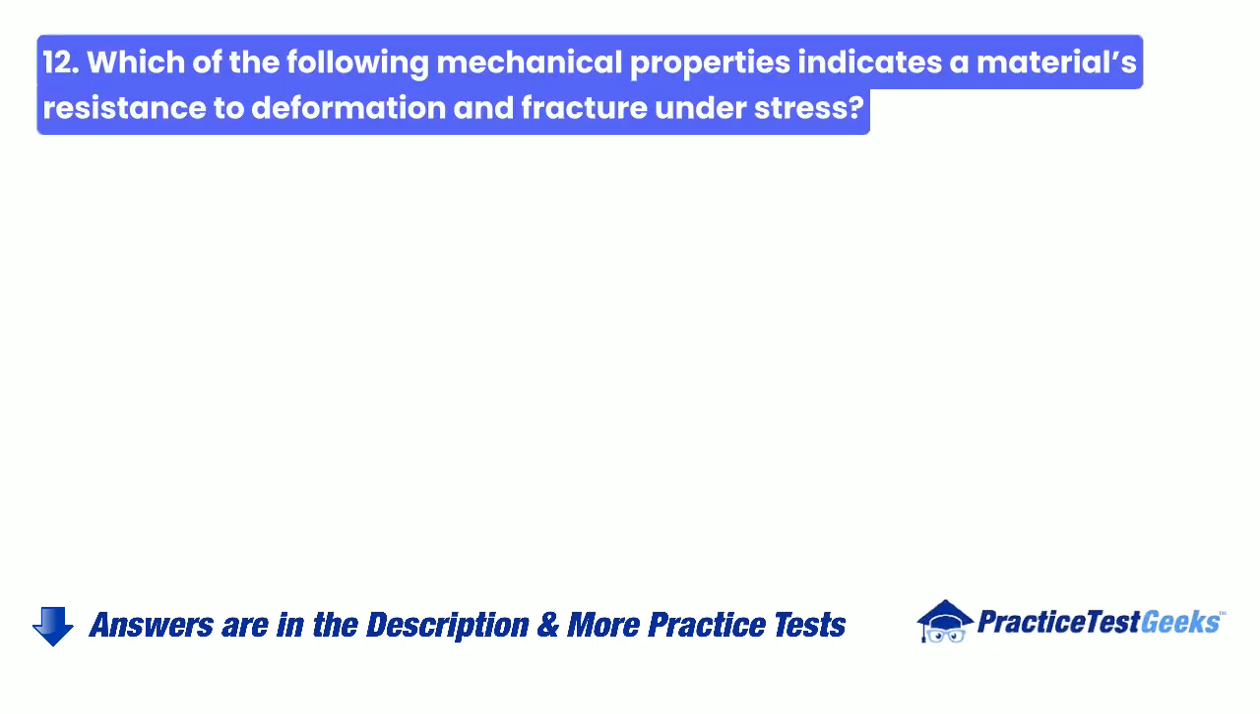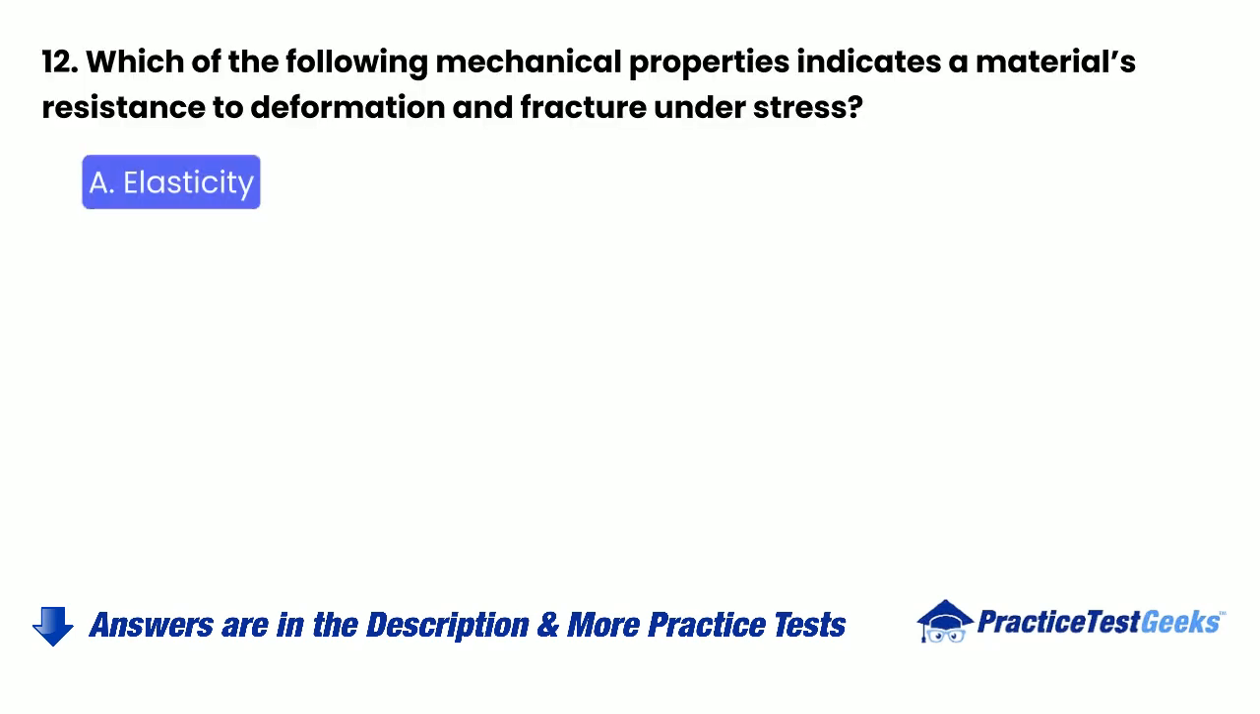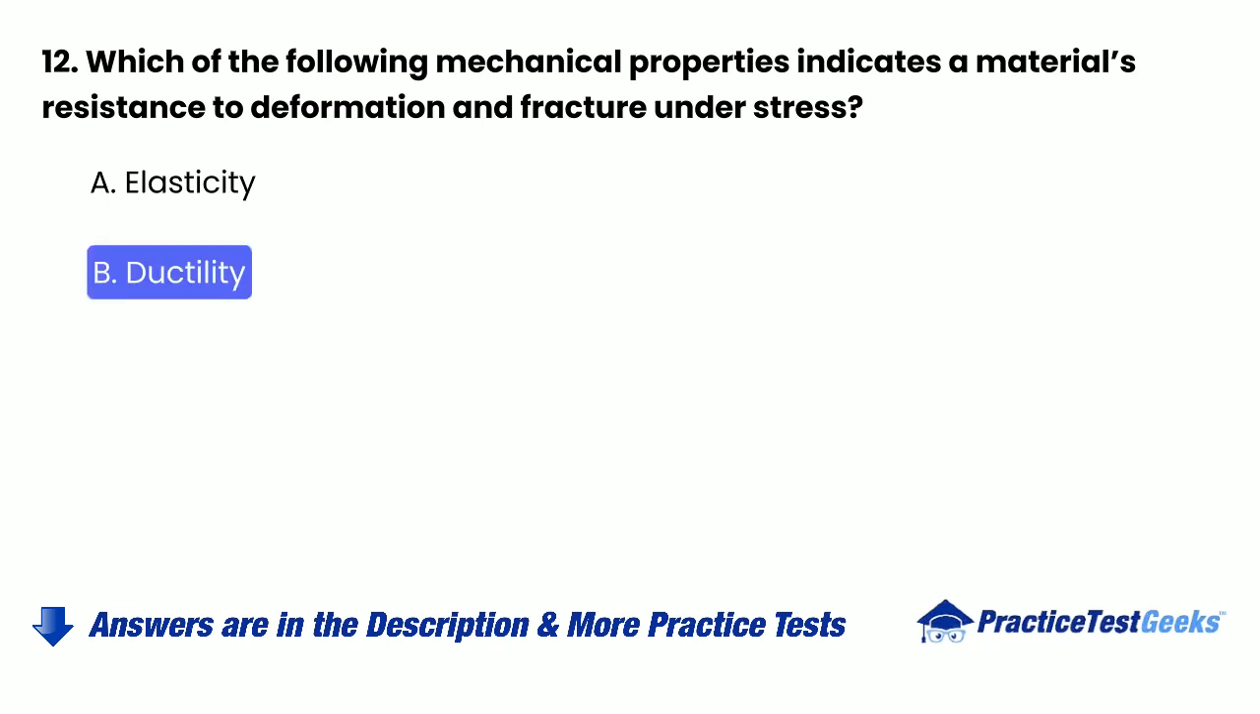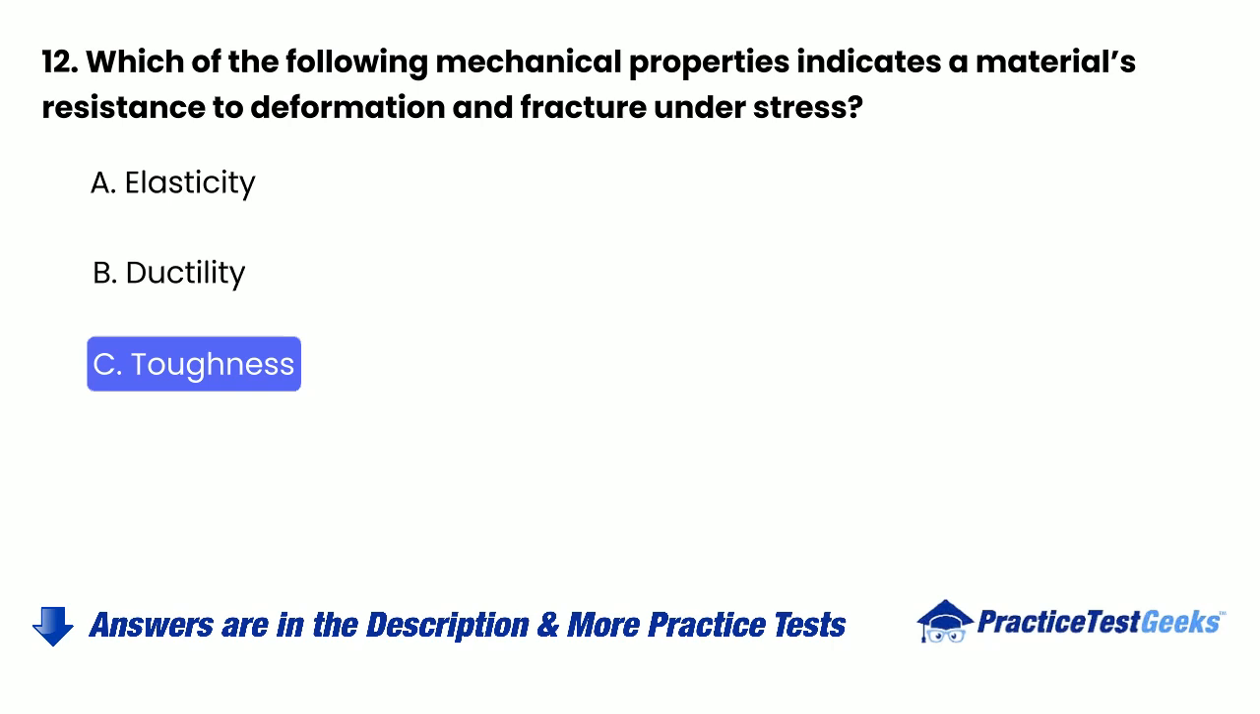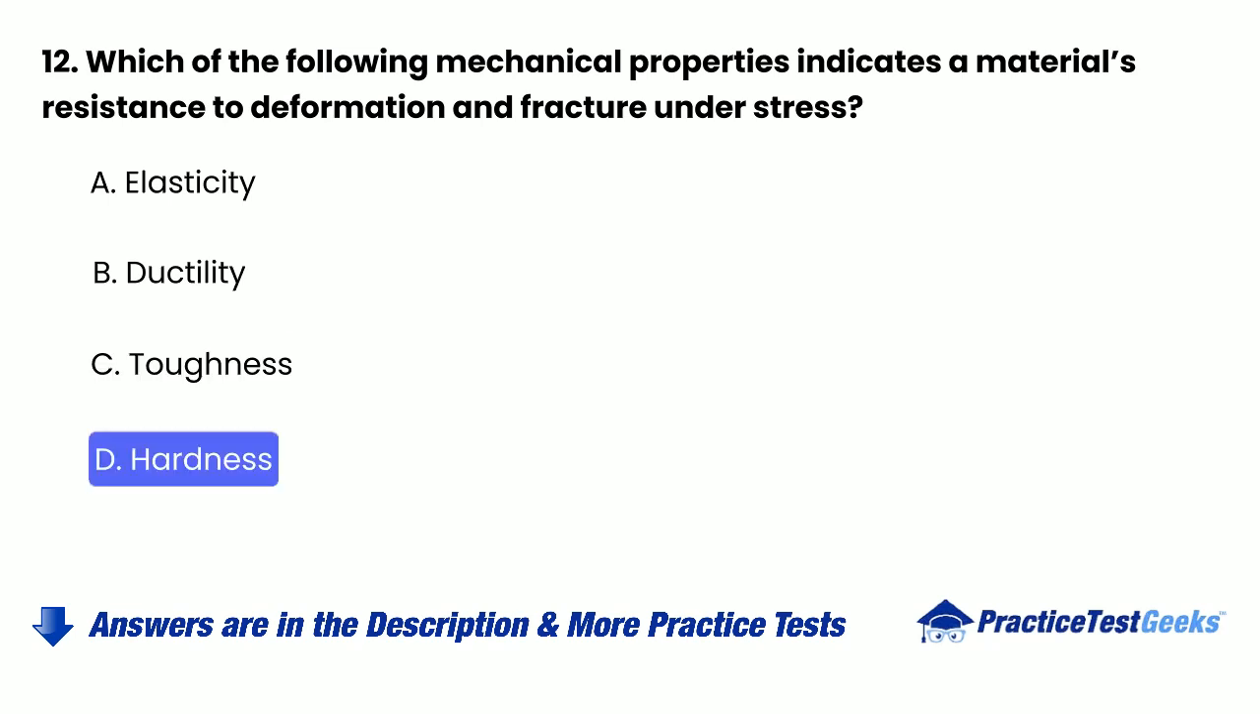12. Which of the following mechanical properties indicates a material's resistance to deformation and fracture under stress? A. Elasticity. B. Ductility. C. Toughness. D. Hardness.